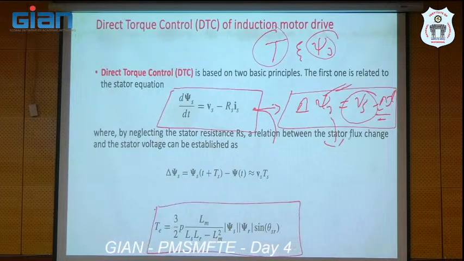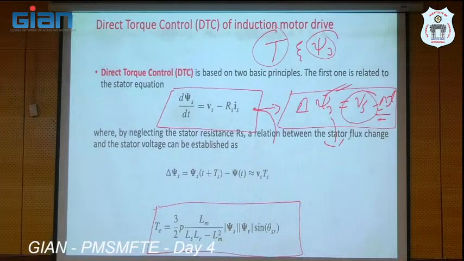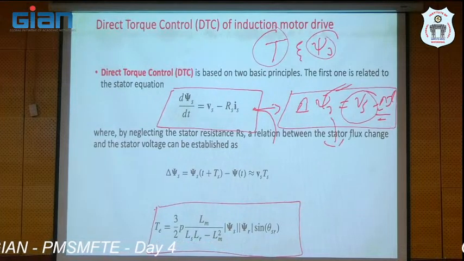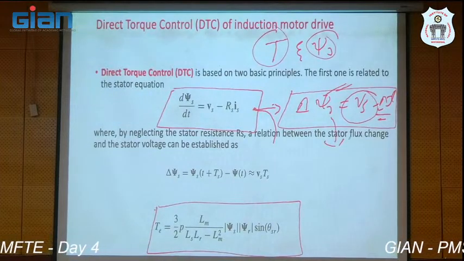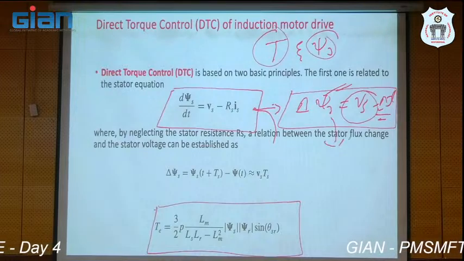Next, come to the torque expression. This is the universal torque expression, which is applicable for all reaction torque machines. For the induction machine it is useful. Even for the PMSM machine this is useful. But for surface and interior PMSM, what will happen? Reluctance torque will enter the picture.